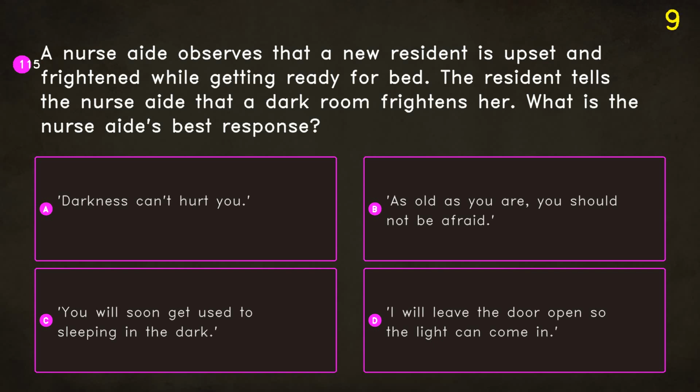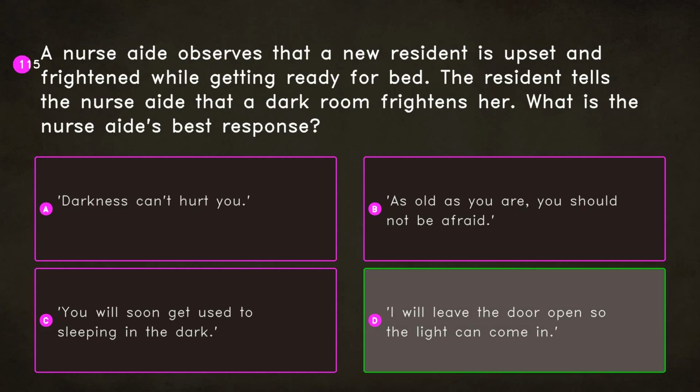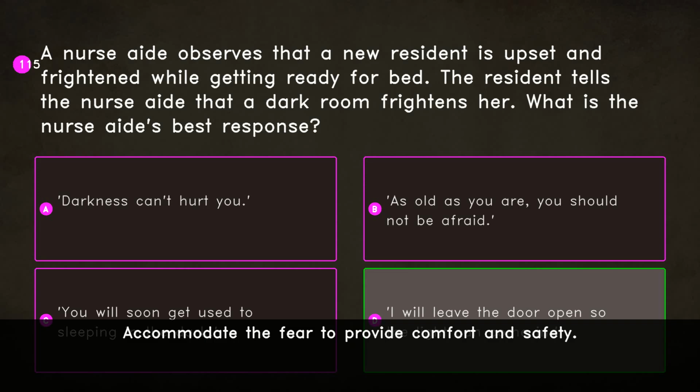A. Darkness can't hurt you. B. As old as you are, you should not be afraid. C. You will soon get used to sleeping in the dark. D. I will leave the door open so the light can come in. The correct answer is I will leave the door open so the light can come in. Accommodate the fear to provide comfort and safety.